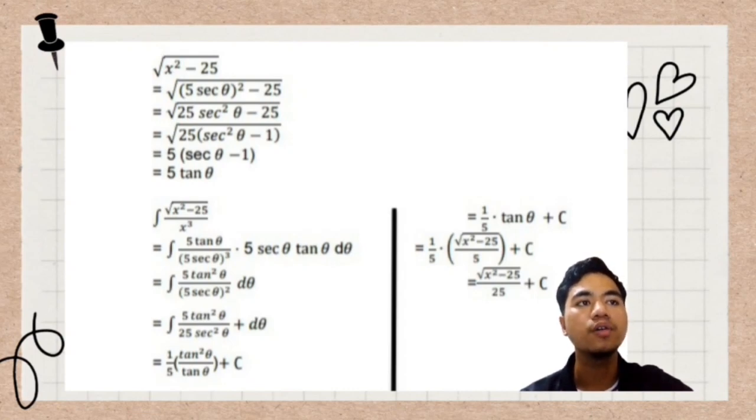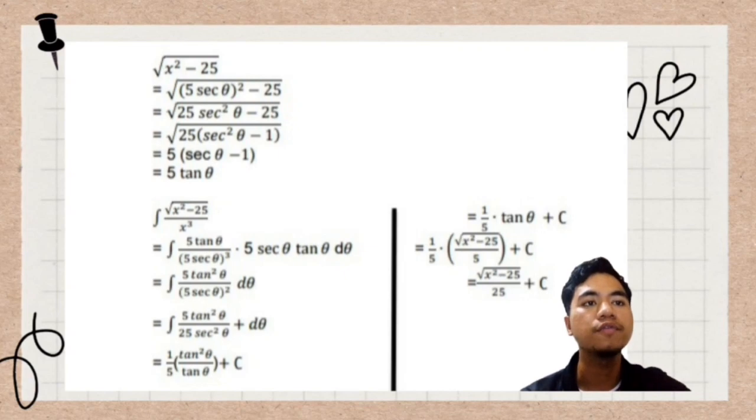Next, I continue with the second part, which is we need to find the identity of the expression. So first we pull out the expression of the square root of x squared minus 25. Then we need to substitute the variable that had been declared before. After we insert the variable, we should get that the expression will become an identity just like this. We get 5 in bracket sec theta minus 1 equal to 5 times tan theta. So the square root of x squared minus 25 is 5 times tan theta.